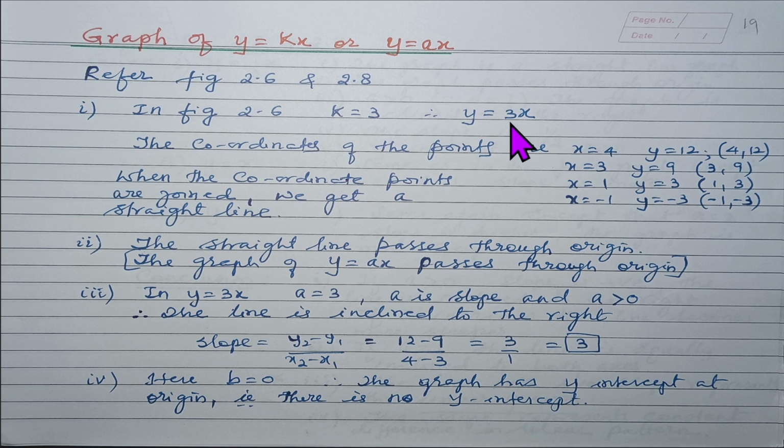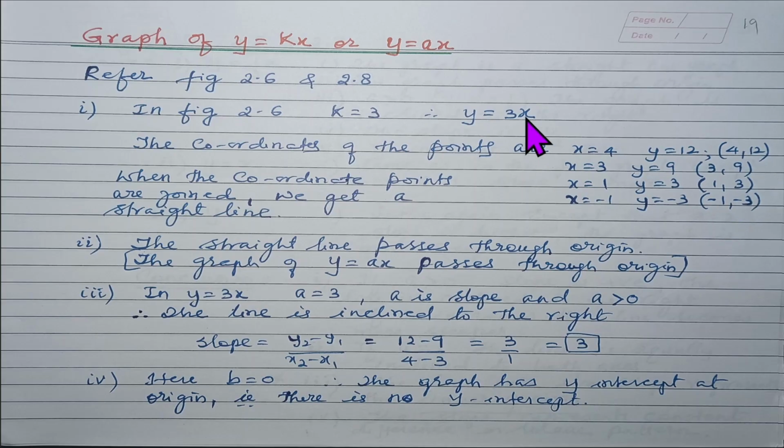When x is 4, y is 12. When x is 3, y is 9. When x is 1, y is 3. When x is minus 1, y is minus 3. So these are the four coordinates which are given on the graph in the figure 2.6. And by that we come to know that k is equal to 3, and the values of x and y are known to us now.